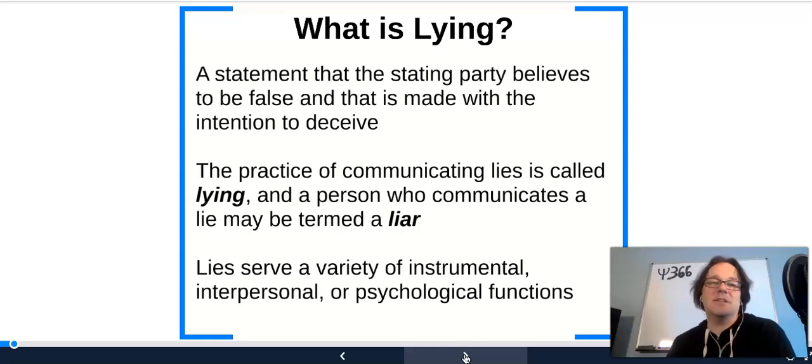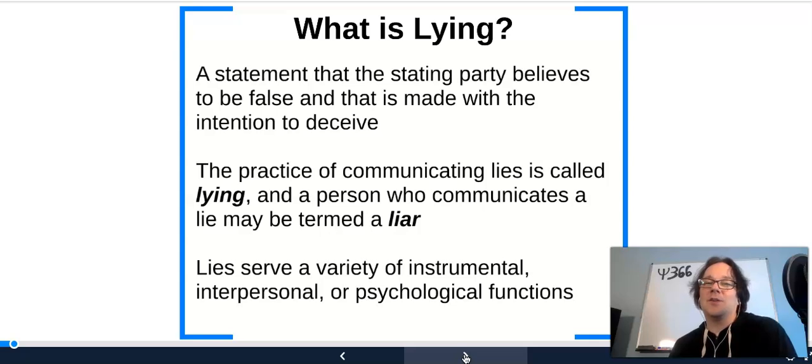So what is lying? It's a statement that the stating party believes to be false and that is made with the intention to deceive. So there are two components to a lie: you know it's false, so you know it's not true, but you're saying it anyway, and your intention is to deceive somebody.